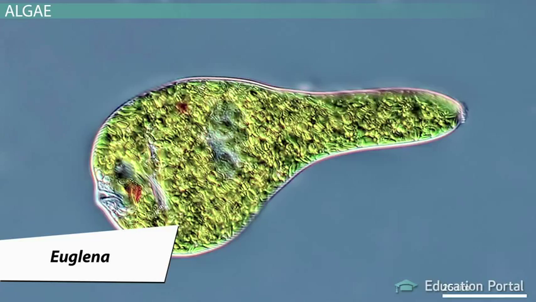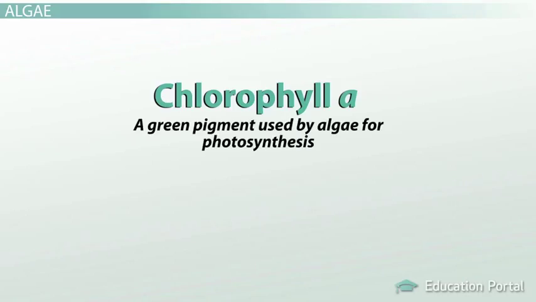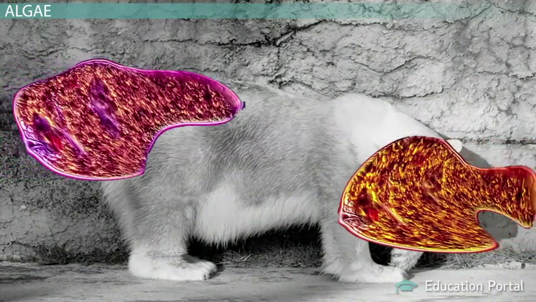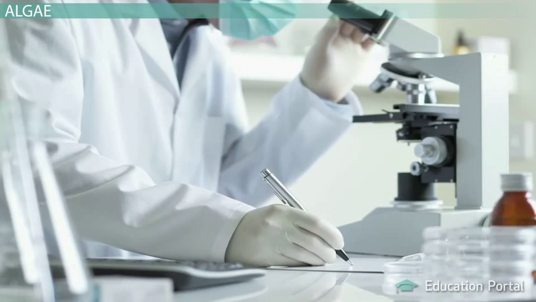The main unifying characteristic that determines if a species is considered an algae is that all algae contain or have a very recent ancestor that contained chlorophyll A. Chlorophyll A is a green pigment used by algae for photosynthesis. Chlorophyll A is what gives the algae and the polar bear fur the green color. But not all algae appear green. There are some algae with other pigments, in addition to chlorophyll A, that makes them appear red or brown in color.